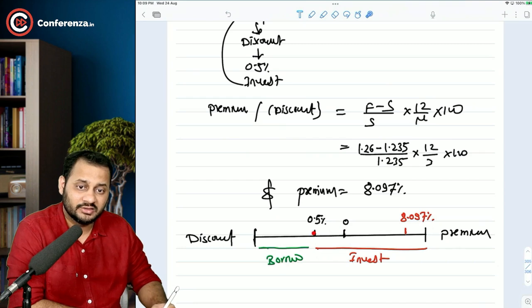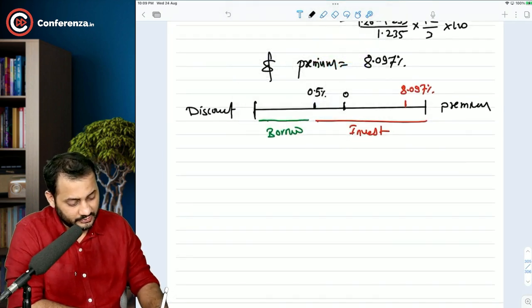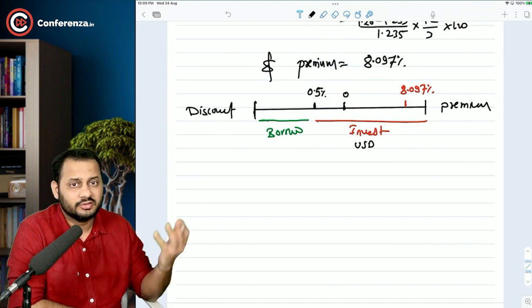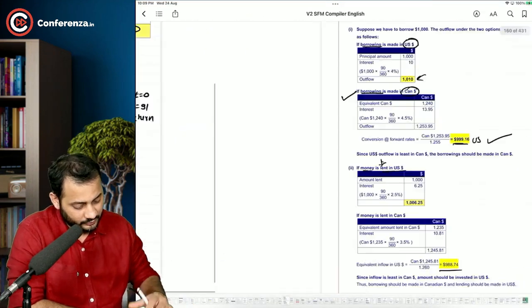And once the discount goes beyond the interest rate differential, we are going to borrow in that currency. Forget about the discount, it is at a premium. So the answer is invest in US dollar. Simple. That means borrow in Canadian dollar. Same answer is coming for this example as well. Okay, forget about this now. Let's move on to the next question.